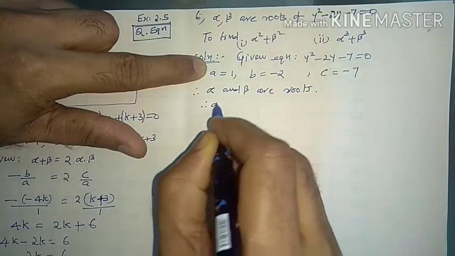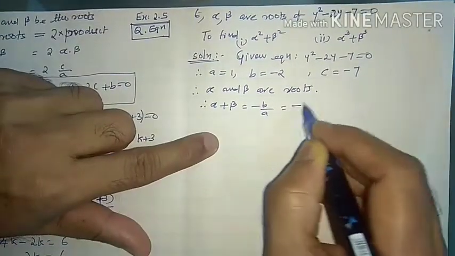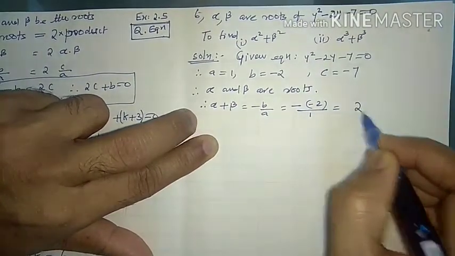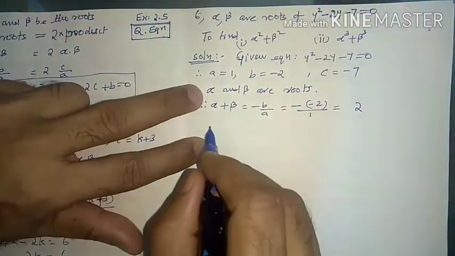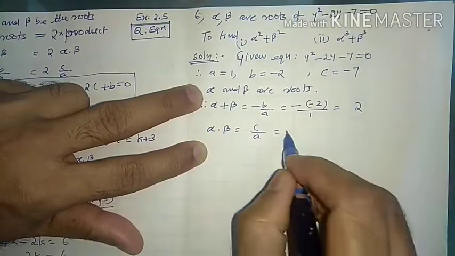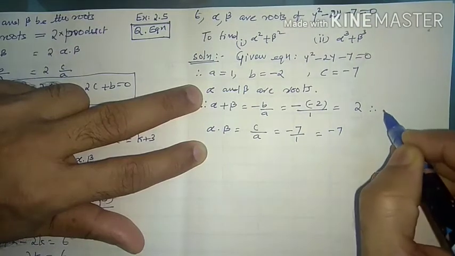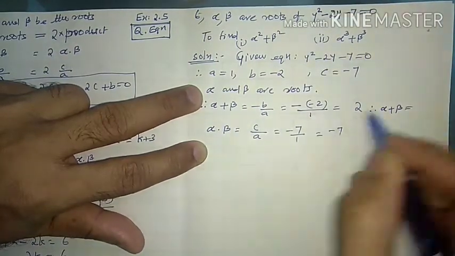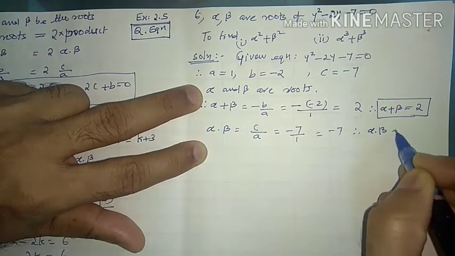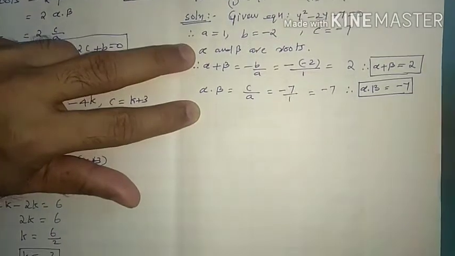Therefore, sum of roots alpha plus beta is minus b by a. Minus b is minus 2, upon a is 1, minus into minus plus 2. Alpha into beta is c by a, c is minus 7, by a, 1, minus 7. Therefore, alpha plus beta is 2, we can use it. And alpha into beta is minus 7. This also we can use wherever required.